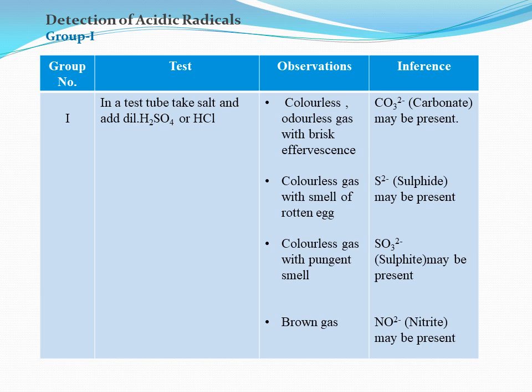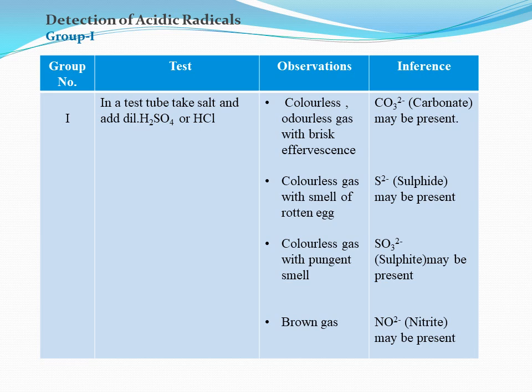Now let's see the test for carbonate radical. First, you have to take a pinch of given mixture in a test tube and add either dilute HCl or dilute H2SO4. If you get a colorless gas with brisk effervescence, that means in your mixture carbonate radical may be present. In such case, what you have to do? Confirm it by doing confirmatory test. If you don't find such observation, carbonate ion may be absent.